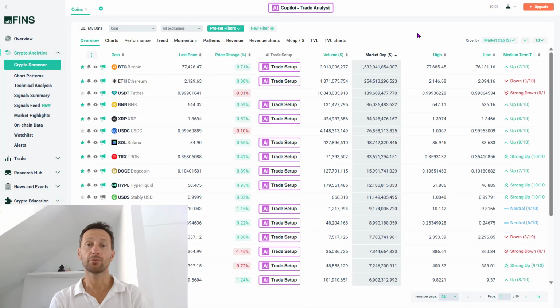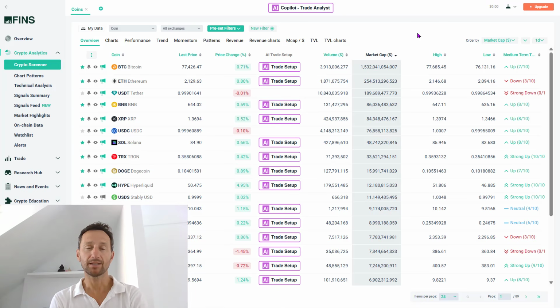I'm excited to introduce a new feature on the platform called AI Trade Setups. We just launched it recently. I think it's a great tool for traders of all levels to either find trading ideas or validate some trade setup or trade idea that you already have. I think it can save you a lot of time.